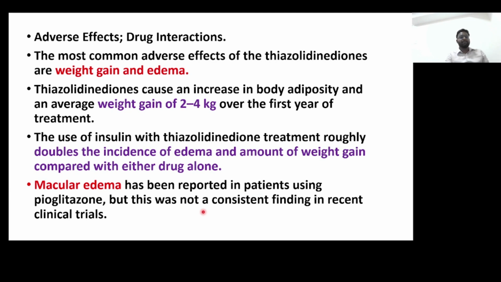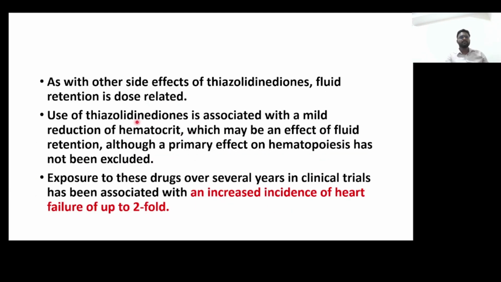This is not a consistent finding in recent clinical trials. As with other side effects of thiazolidinediones, fluid retention is dose related. The use of thiazolidinediones is associated with a mild reduction of hematocrit. Hematocrit, the volume of red blood cells, is reduced if you are using thiazolidinediones. It may be an effect of fluid retention. It can also be a primary effect on hematopoiesis, which has not been excluded.